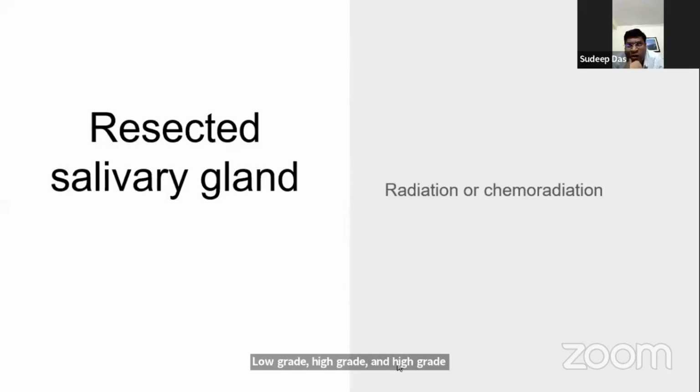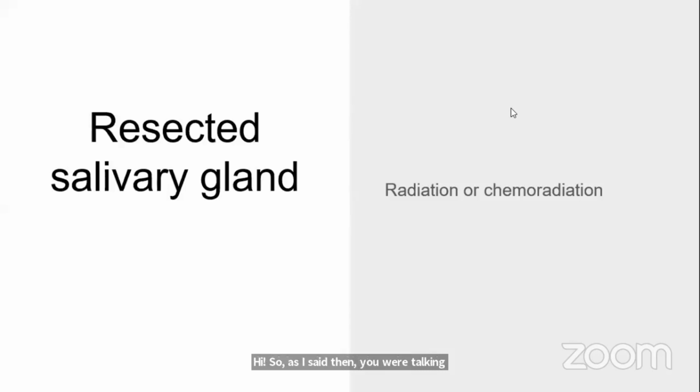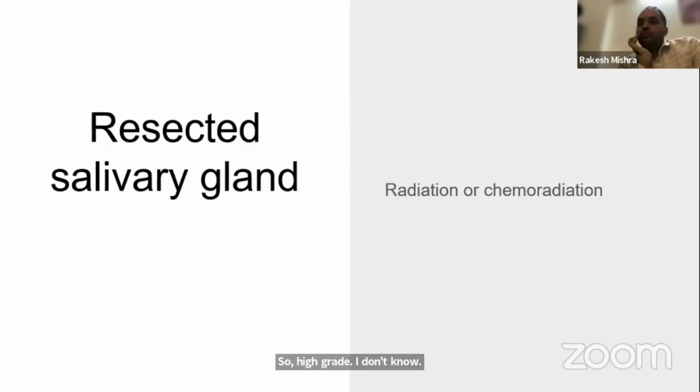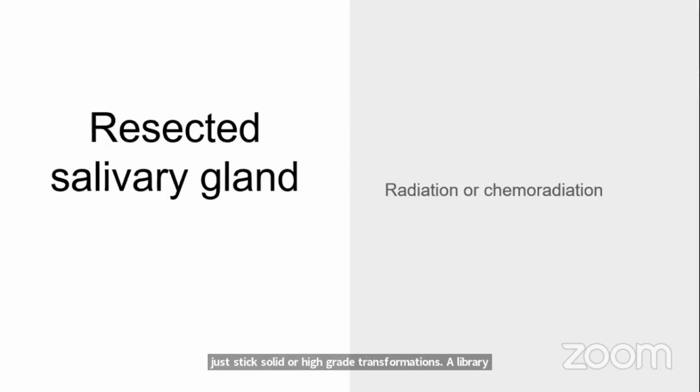Right? So, as I said, you were talking about high grade tumors. Mucoepidermoid high grade, adenoid cystic solid or high grade transformation, salivary duct carcinoma, high grade variants of almost all. Acinic cell carcinoma can show high grade transformation.